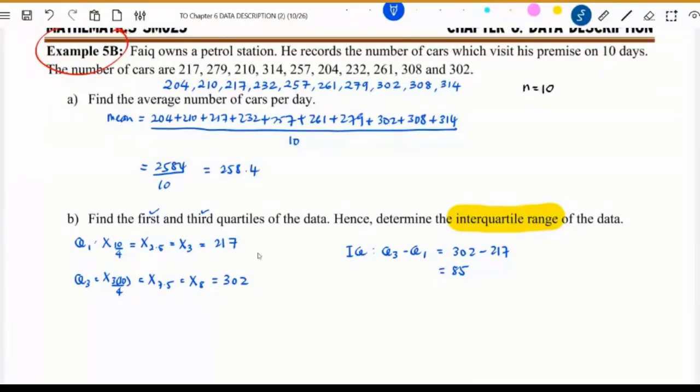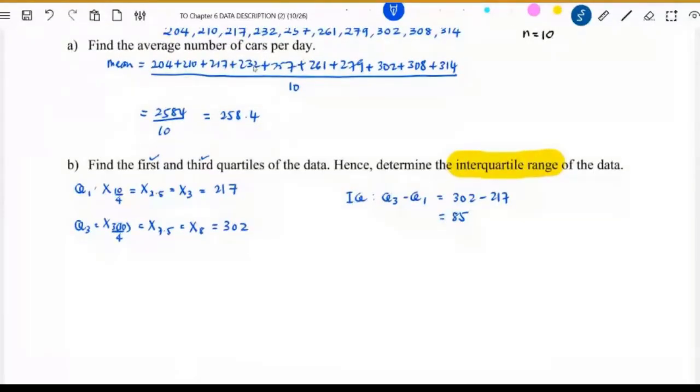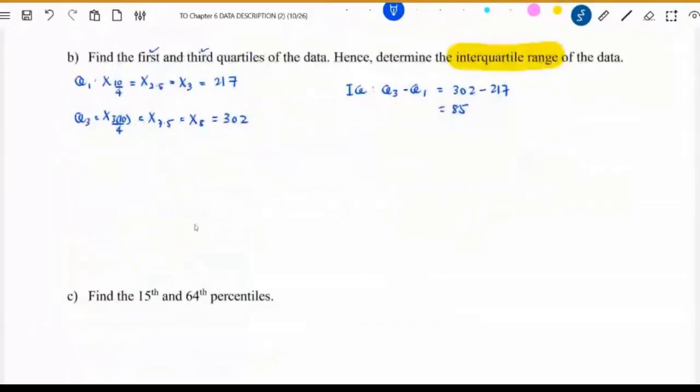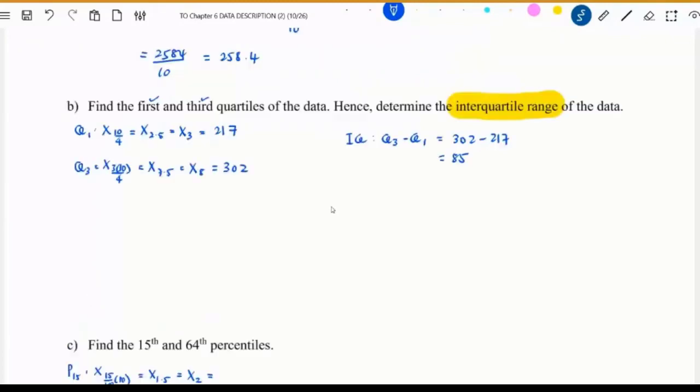So part C, to find the percentile, the same method as the quartile, but we have to divide by 100 instead of 4. Okay, so we have to find the 15th percentile, so it means P15. So to find the observation, we're gonna have X 15 over 100 times 10. So obviously we have 1.5. So you have to round up to be the second observation. So based on the data that we already arranged, we're gonna have the second one, which is 210.